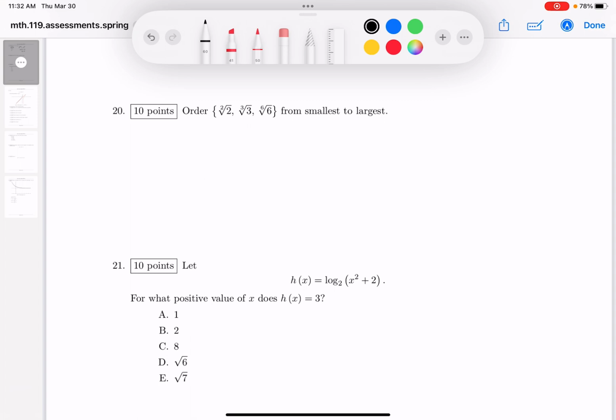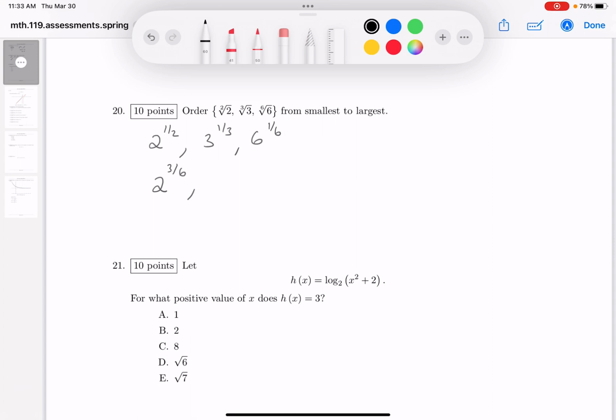The first thing I would do, I notice they're mixing the index, and I want to get it in the same index. So I'm going to write this down for you. It's 2 to the 1/2, and the next one is going to be 3 to the 1/3, and it's going to be 6 to the 1/6. I'm going to get them all in the same index, and the common denominator is actually 6. So it's going to be 3/6, because 3/6 is 1/2.